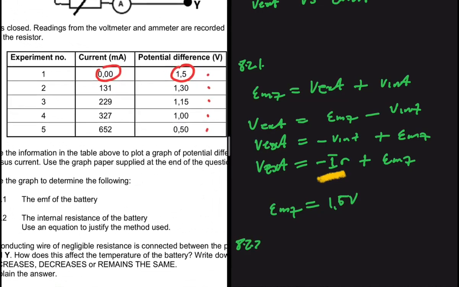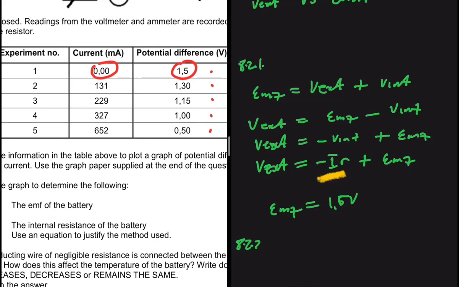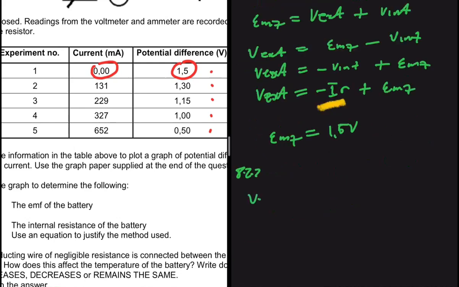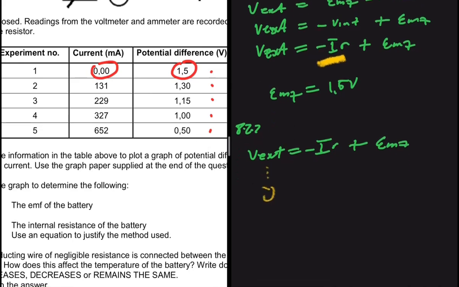And 8.2.2 is saying, let's find the internal resistance of the battery. Use an equation to justify the method used. So which equation are we supposed to use? We have already deduced that V external is equal to minus I multiplied by R plus EMF. It's easy to see that V external is our y, and then our current is x. So our gradient should be minus R, right? Plus EMF, which is c.